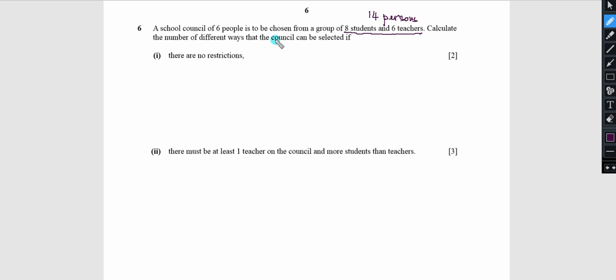Now, the next question, ask yourself, is this a permutation or a combination question? If you are going to choose 6 people from a group, after you have chosen them, you are not going to arrange them. So in other words, this is a combination question. So for this one, the answer is straightforward, 14 C 6.